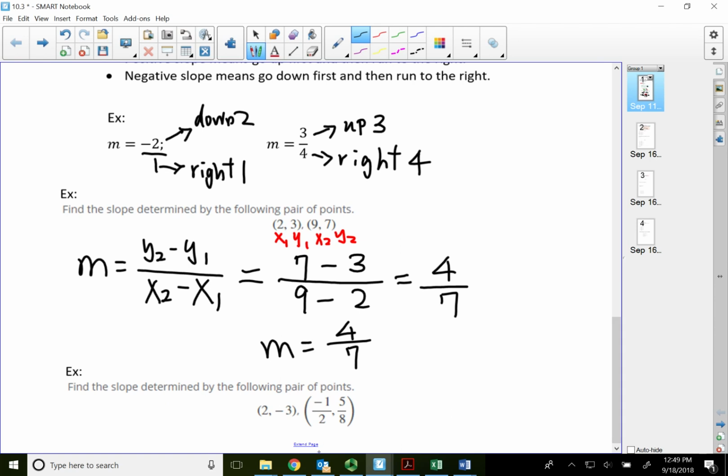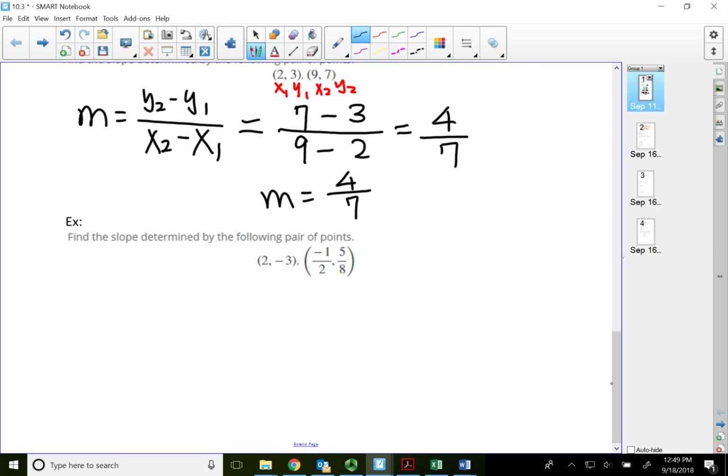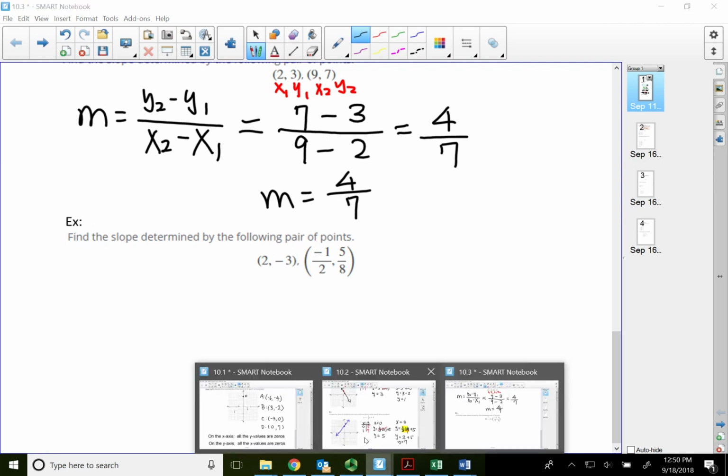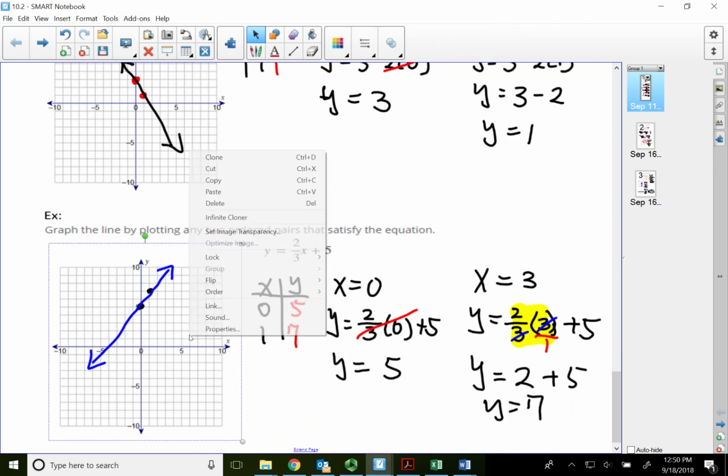All right, let's try another one. Before I do this example, I am going to see if I can grab a graph. I'm going to show y'all this real quick.